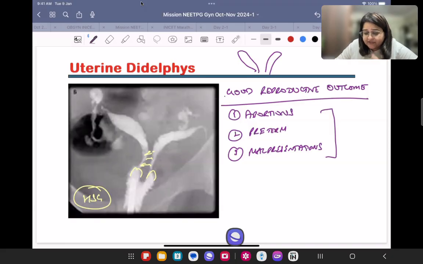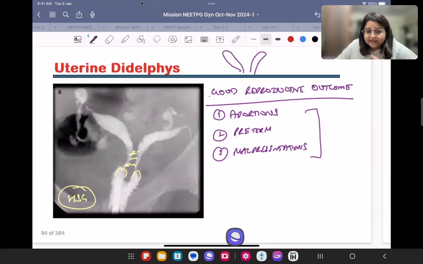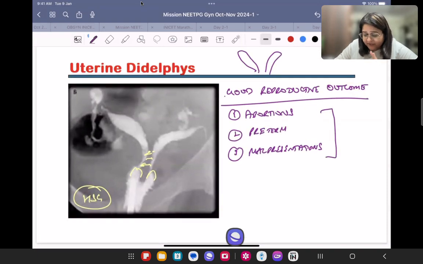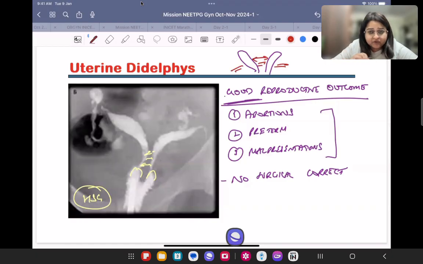Now with a didelphys, you should also remember that there is no surgical correction which can correct this. And unlike the unicornuate, here the outcome is good. Why is it good compared to a unicornuate? Because despite them being two separate horns, there is a good vascular anastomosis between both of them. So the vascularity of these horns is good, so you usually don't see complications like fetal growth restriction.